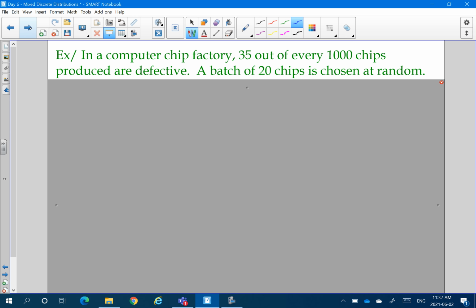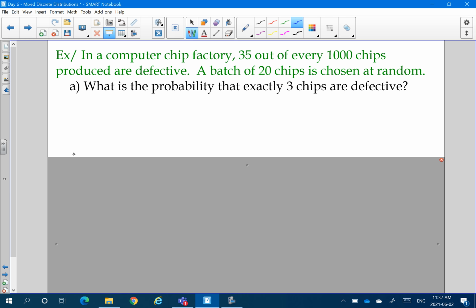Alright, let's do some actual questions where we're mixing the different styles. It's really important to read these questions carefully and figure out what they're actually asking us to do. For example, in a computer chip factory, 35 out of every 1,000 computer chips produced are defective. A batch of 20 chips is chosen at random. What's the probability that exactly 3 of these chips are defective?